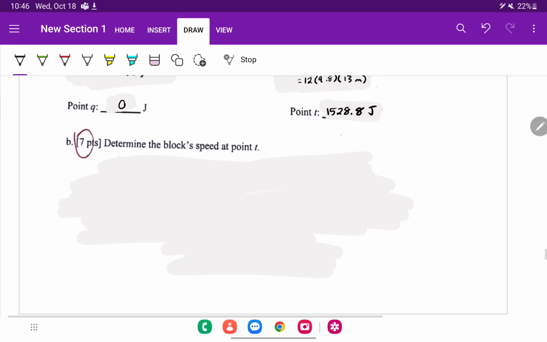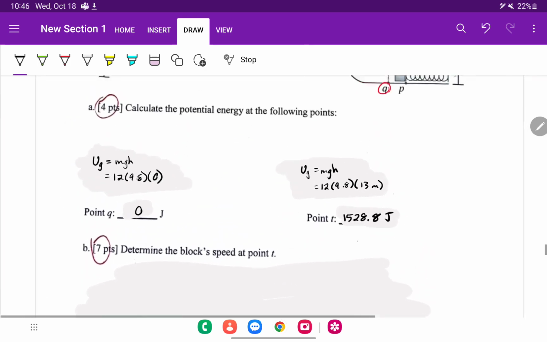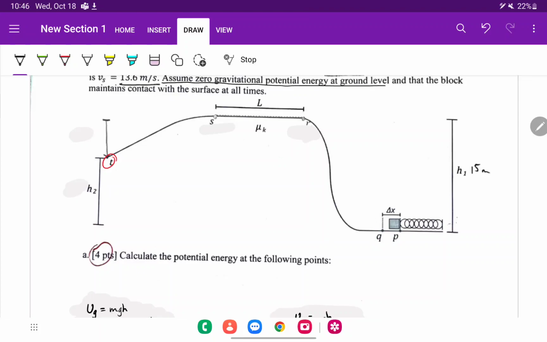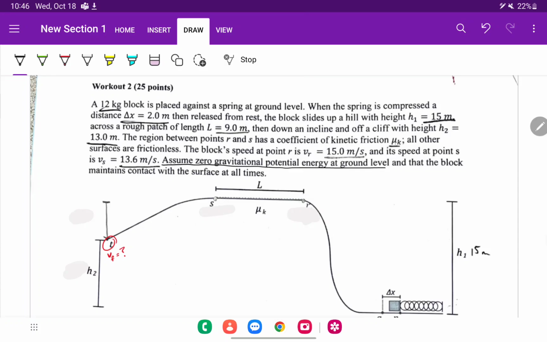Question B, determine the block speed at point T. Okay, so now we want v final at point T. The good thing about energy equations is you can pick your initial and final from wherever you want. So if I take in all the givens that I have in my problem, I can see that the problem is giving me a velocity at point S.